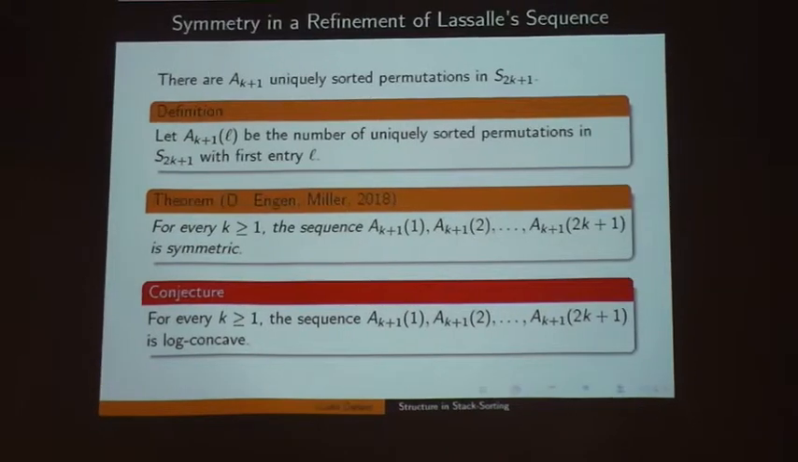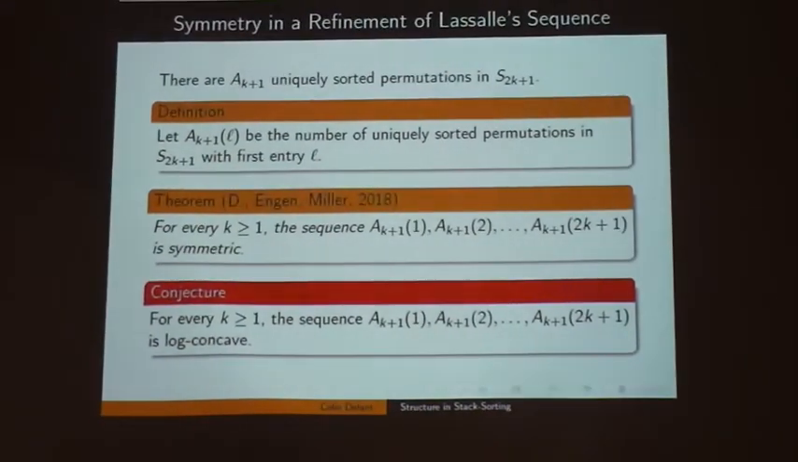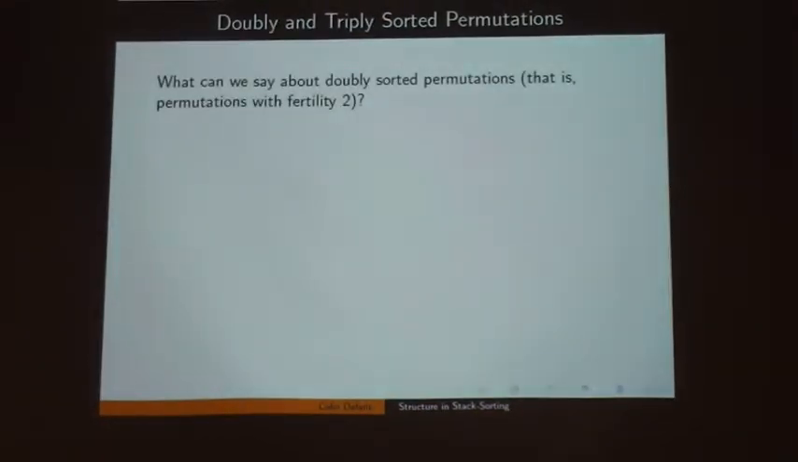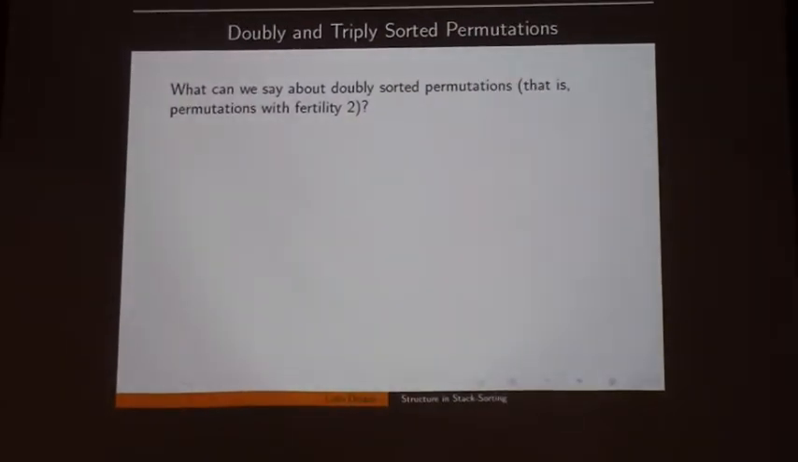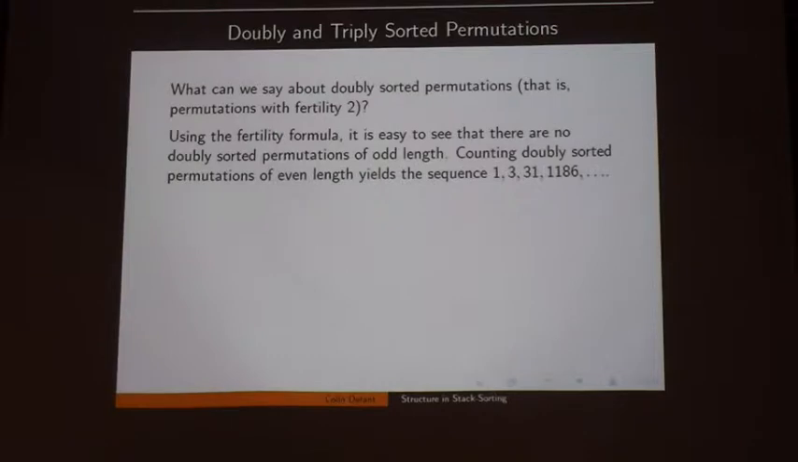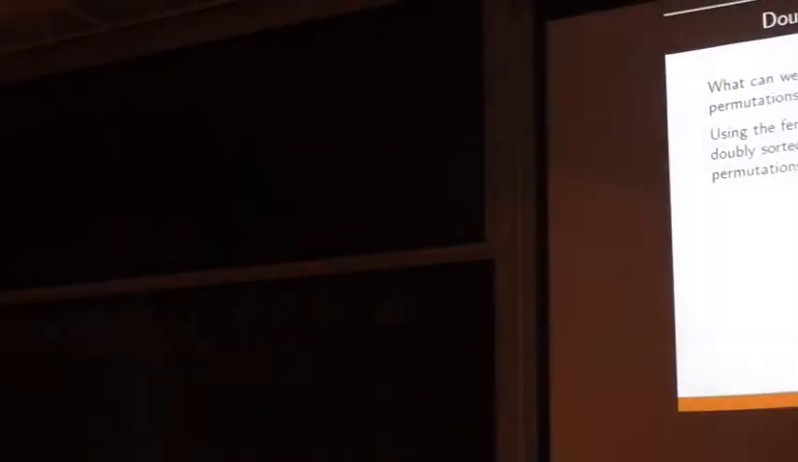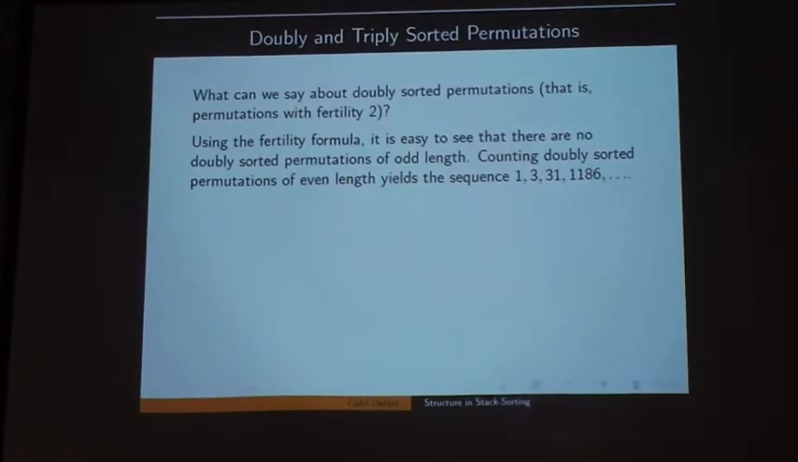Okay, so these are uniquely sorted permutations. We could go to the next step and say, well, what about doubly sorted permutations? These would be permutations with fertility 2, so they have exactly 2 preimages under the stack sorting map. What can we say about these? Well, if you go to what I wrote over there, you can check that there are no doubly sorted permutations of odd length. But there are doubly sorted permutations of even length, and if you count them, you get the sequence 1, 3, 31, 1186, and so on.